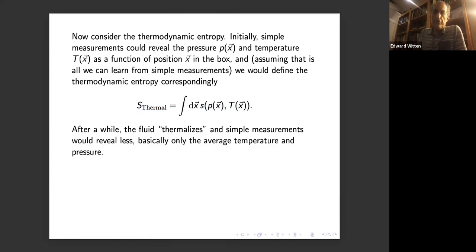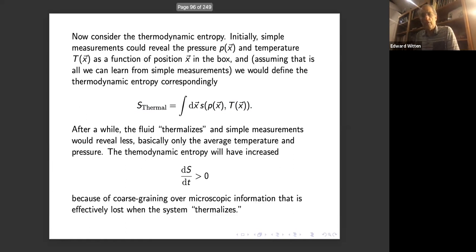After a while, the fluid thermalizes, so P and T become constant, and simple measurements would reveal basically only the average temperature and pressure. The thermodynamic entropy will have increased because of coarse graining over microscopic information that we effectively lose when the system thermalizes.